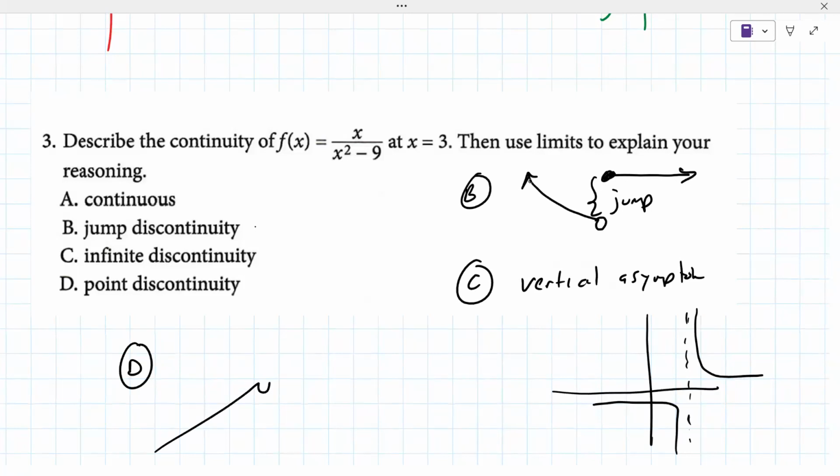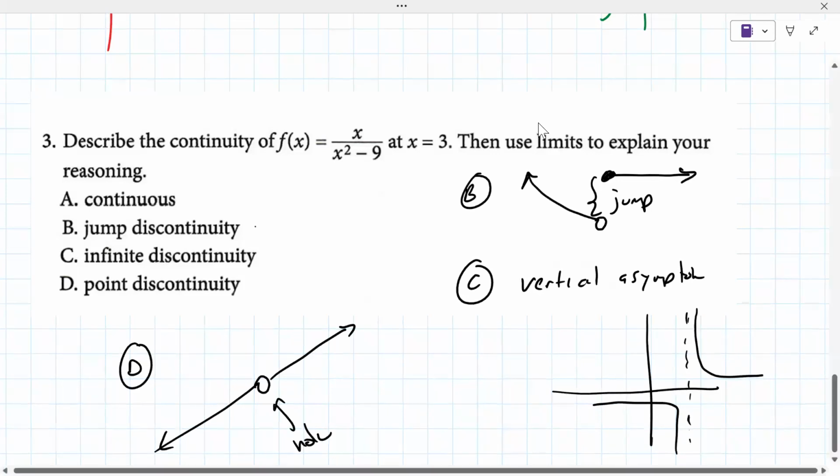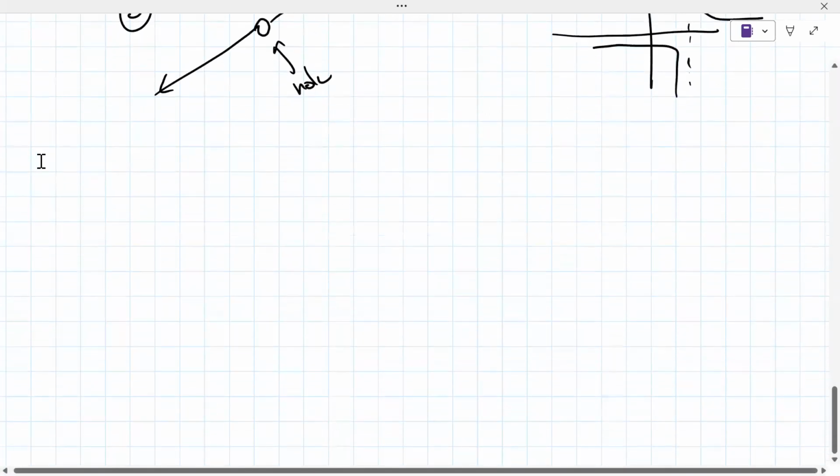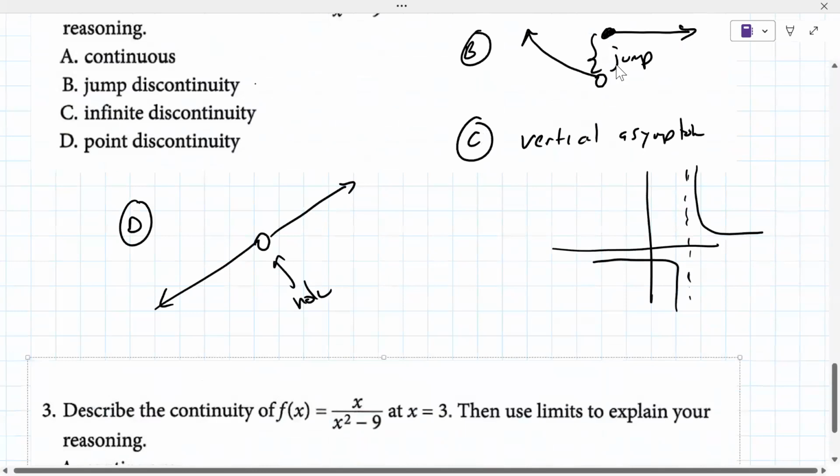D, a point discontinuity, looks like this. Let's say the graph's coming up. There's what's called a hole. It's called a hole. And maybe it keeps going. All right. So the answer to this will be clear in a moment, but you have to know each of these to be successful in this class.